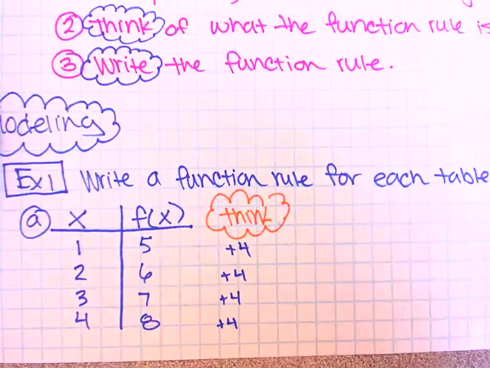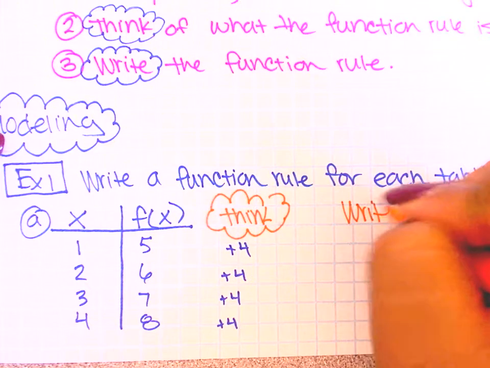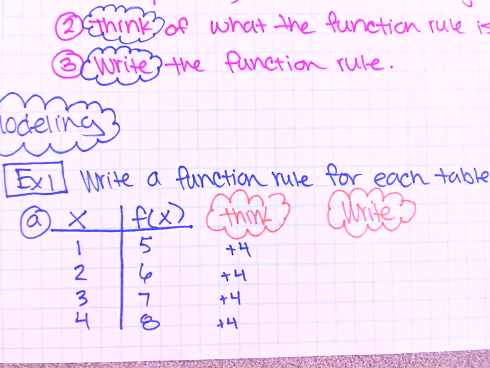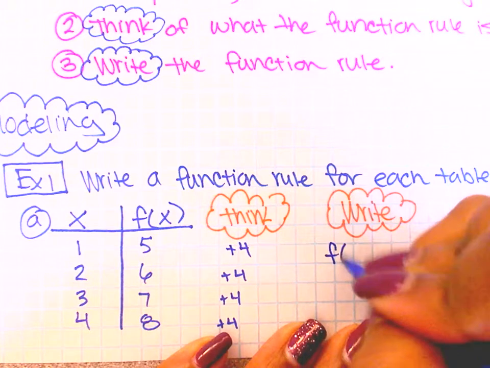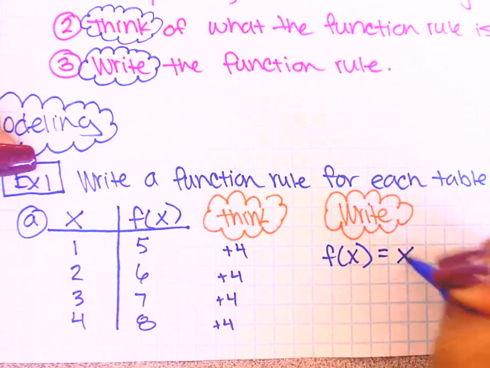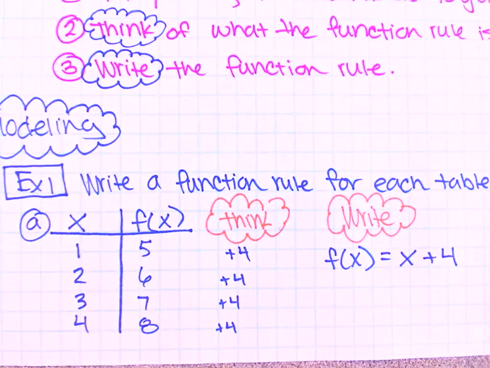So then I'm going to write my rule. So again, that middle part of the table that we had given to us last time, that's what we're figuring out, what the rule is. So, f of x, which is the function for x, must be x plus 4. That's my rule. So that's what my middle row would be.